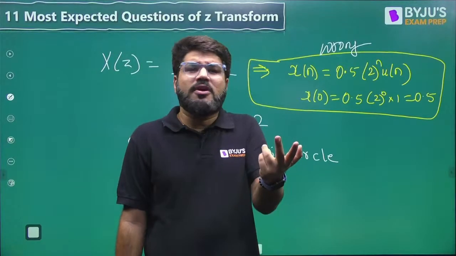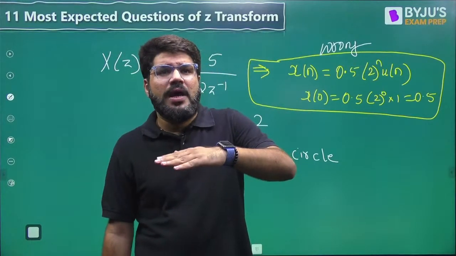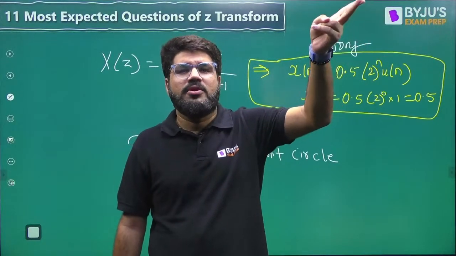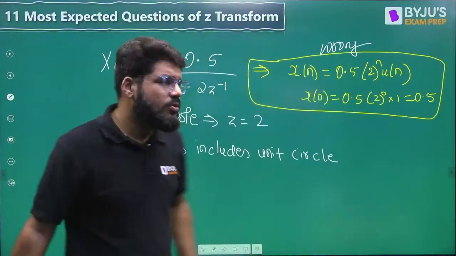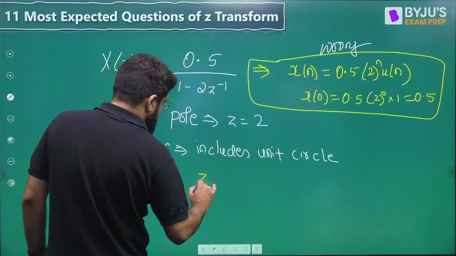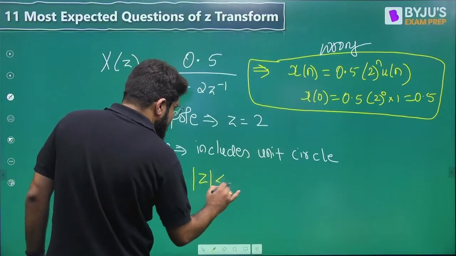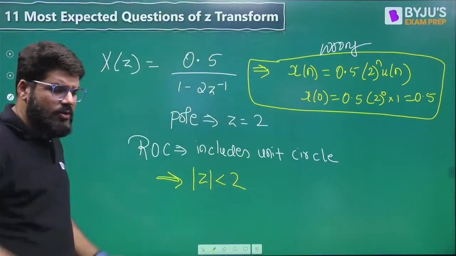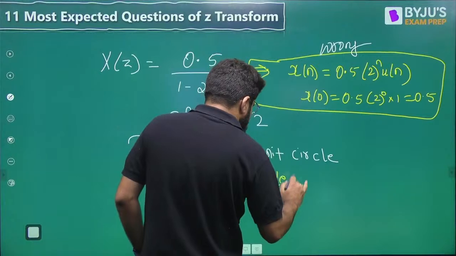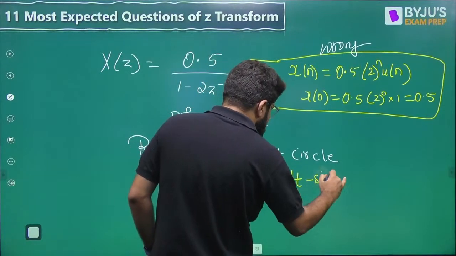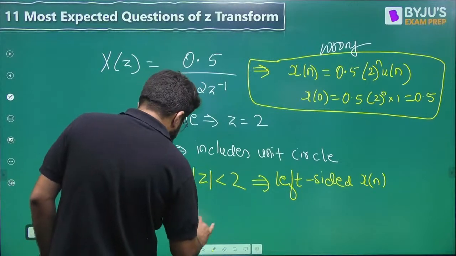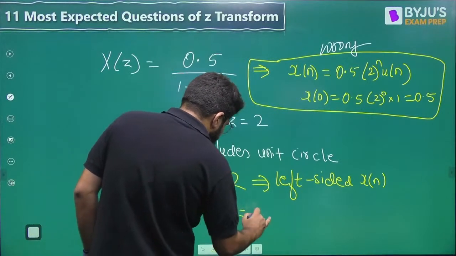So there are two types of ROC. Either mod z less than 2, or mod z greater than 2. या तो 2 से छोटा होगा या 2 से बड़ा होगा. Right. So what should be the ROC? To include the unit circle, it has to be less than 2, because if it goes greater than 2, it cannot include the unit circle. Mod z less than 2 then means that the signal should be left-sided. Right, you should have a left-sided signal xn. So what is the value of xn?